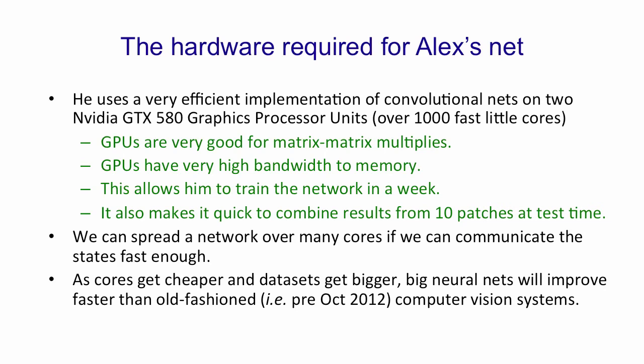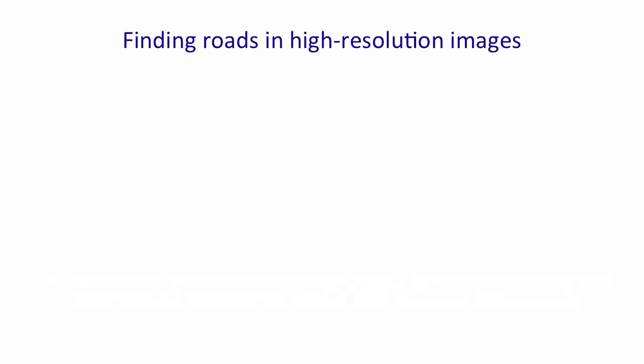As the cores get cheaper and the datasets get bigger, these big, deep neural nets are going to improve much faster than the old-fashioned computer vision systems, because they don't involve much hand engineering, and they can make very good use of huge datasets and huge amounts of computation. So the fact that we've already opened up a big gap, I think means there's no looking back. I think from now on all the best object recognition systems, at least in static images, will use big deep neural nets. There are other application domains where we've learned the same lesson.